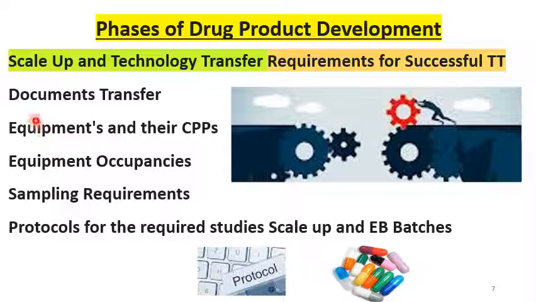Then document transfer is required. Whatever documents are there for formulation R&D, ADL, and the packaging development team, all these documents are required to be shared. Equipment and their CPPs are required to be shared with the team. Equipment occupancies are required to be calculated. Sampling requirements are required to be discussed, and protocols are required for the studies of the scale up and EB batches.